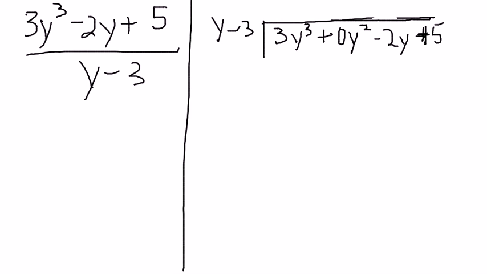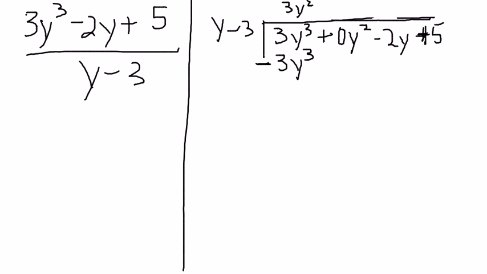y times what equals 3y cubed? y times 3y squared equals 3y cubed. So 3y squared times y is 3y cubed. And now, for long division, you're always going to put the negative sign, the opposite side, basically. So the negative sign, you put it there.